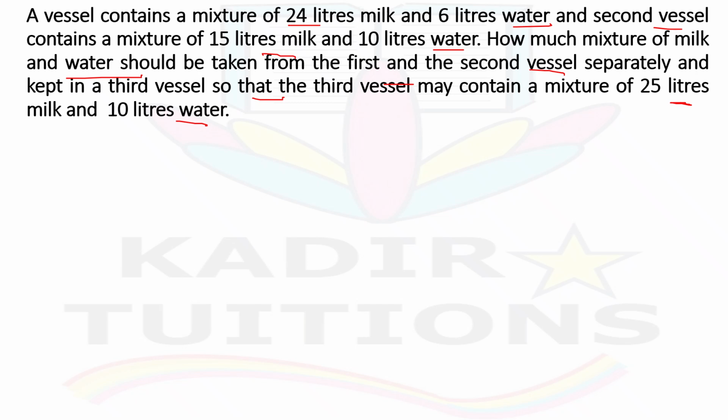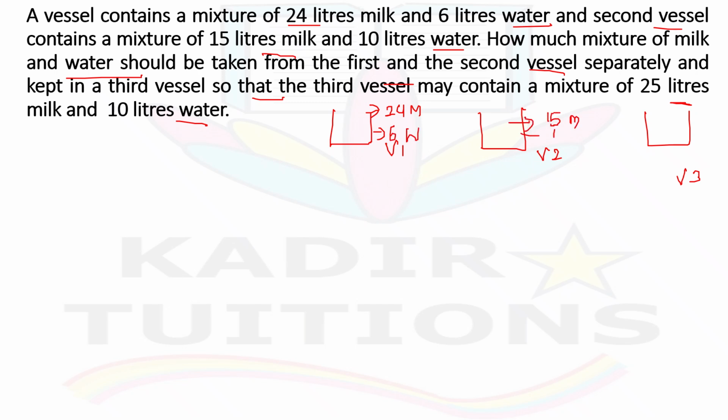Okay, so there are two vessels, and individually the mixture of milk and water is kept in vessel 1 and vessel 2. So first I will draw that. This is vessel 1, this is vessel 2, and this is vessel 3. What is there in vessel 1? 24-liter of milk and 6-liter of water, and in vessel 2, 15-liter milk and 10-liter water, and in vessel 3, 25-liter milk and 10-liter water.